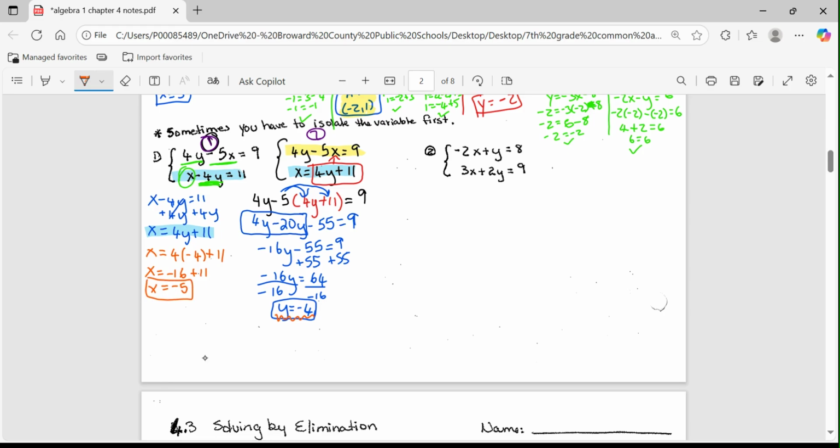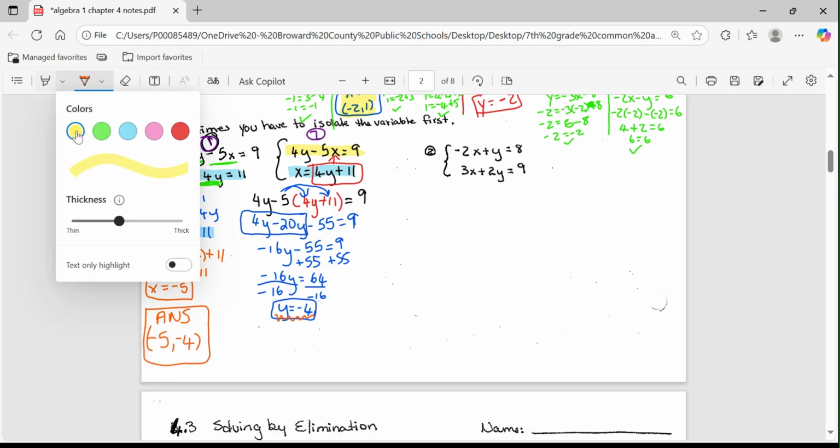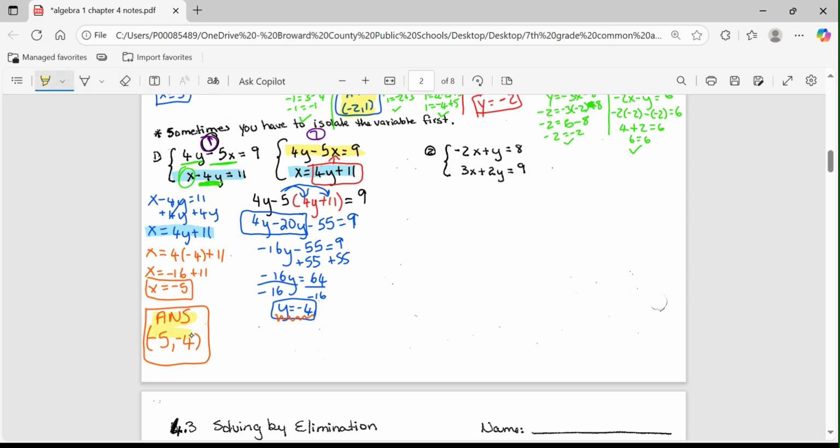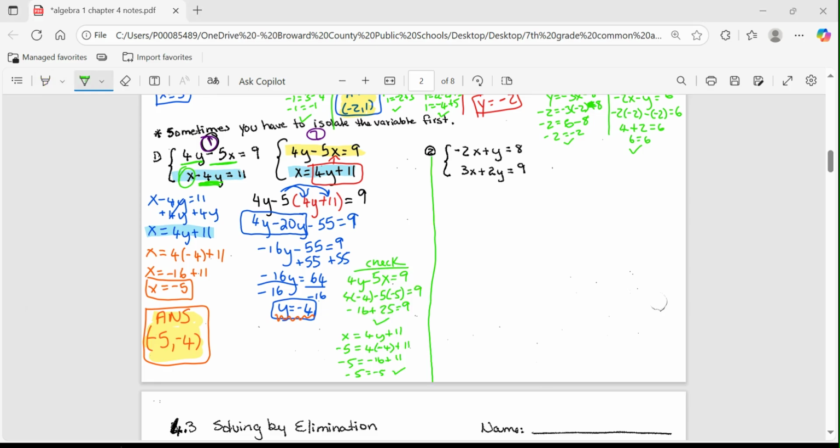So the answer to my system, my solution, is negative 5, negative 4. I'll go ahead and highlight that in yellow. And of course, I am also going to go ahead and check. All right, now that we have checked, we know our answer is good. We are good to go.